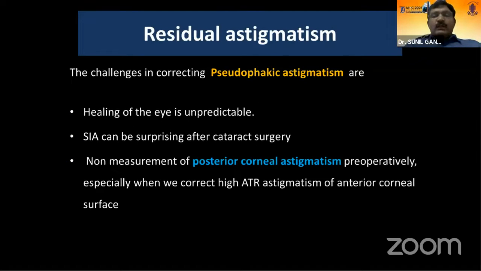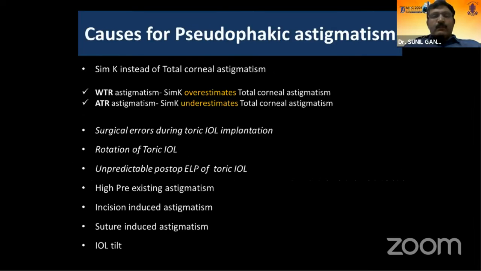So what are the challenges of correcting pseudophakic astigmatism? One is that cataract wound healing is unpredictable. Surgically induced astigmatism can be surprising. And most often we don't look at the corneal astigmatism, such as measuring posterior corneal astigmatism and other things, especially in patients with against the rule astigmatism.